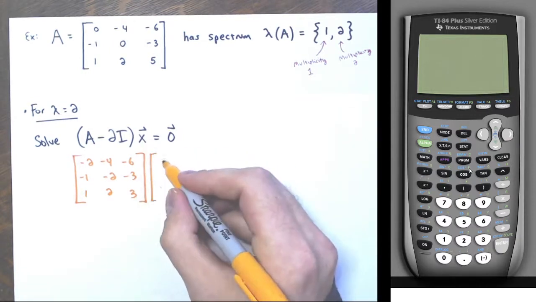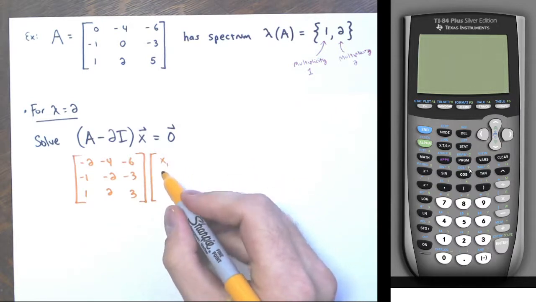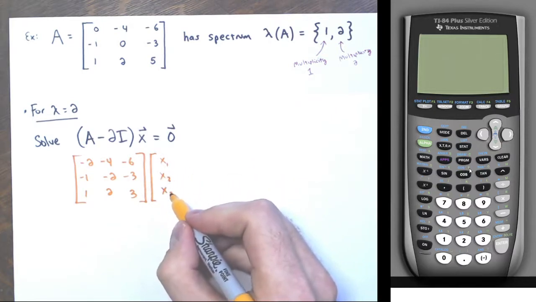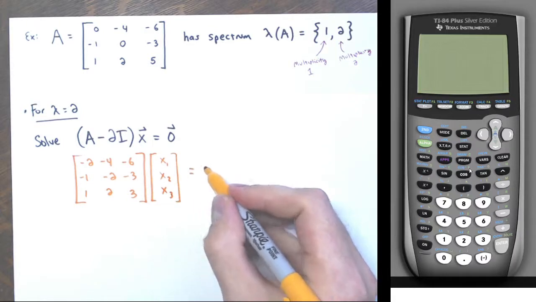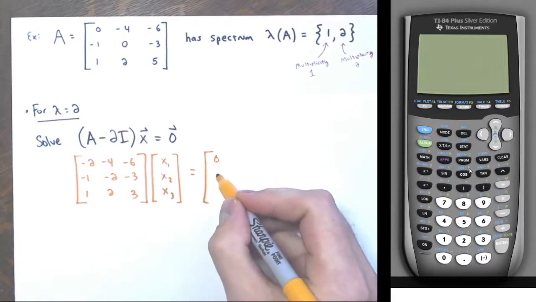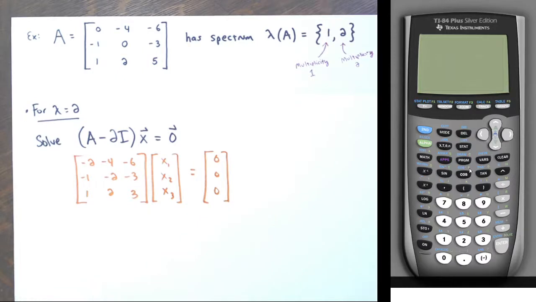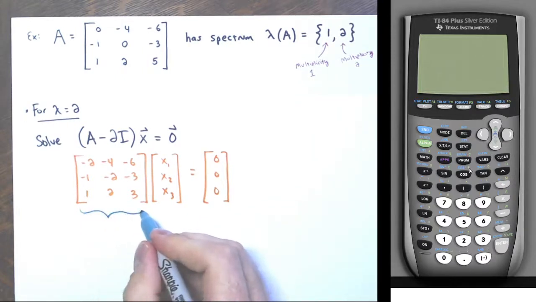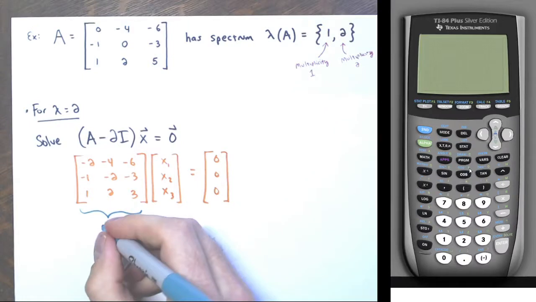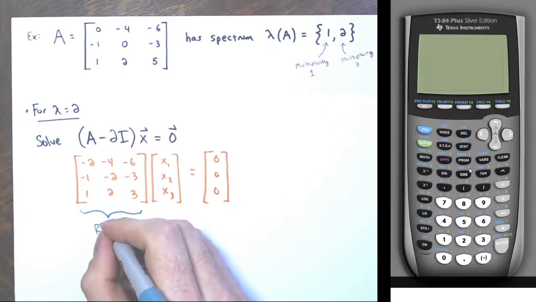The vector is going to have 3 components. Let's again say they're x1, x2, and x3. And we wish this to be equal to the 0 vector from R3, with 3 components. Okay. All right, take the matrix A minus 2I and put this into reduced row echelon form.